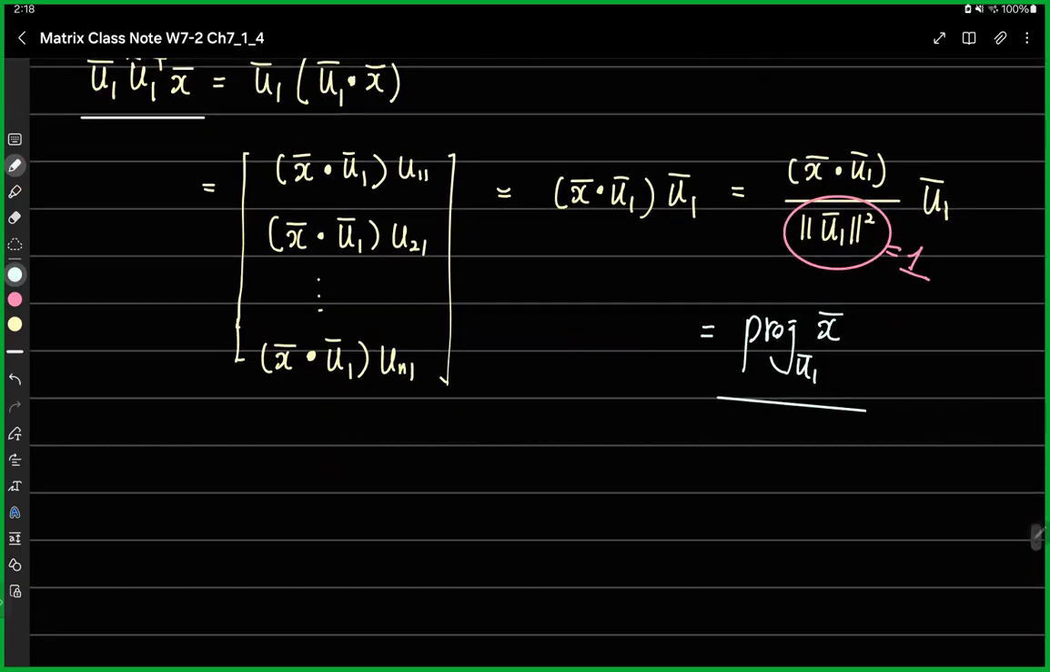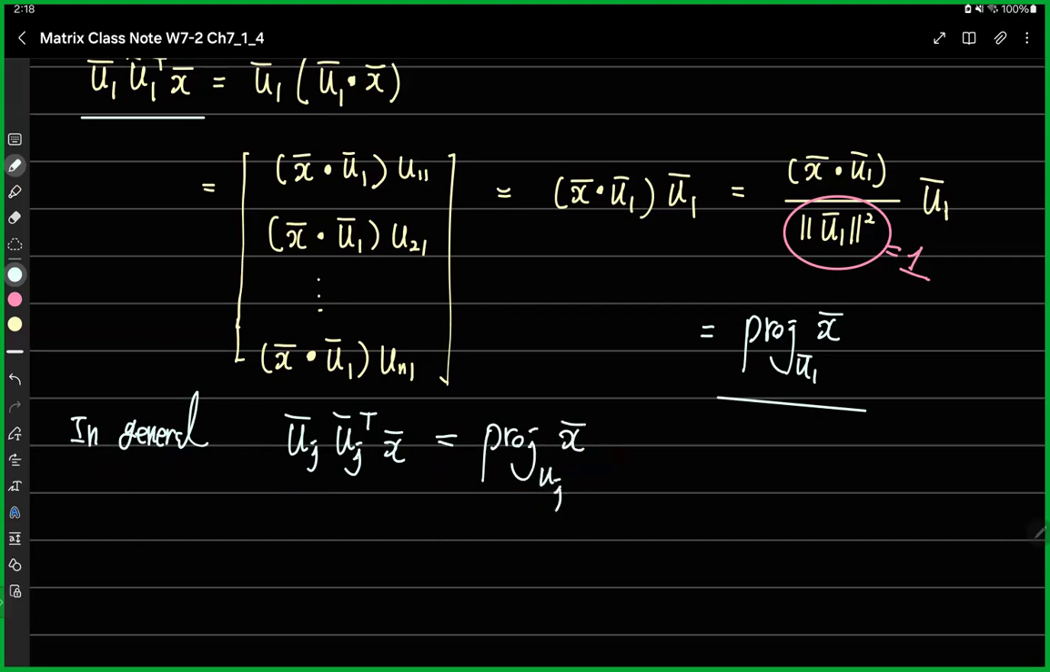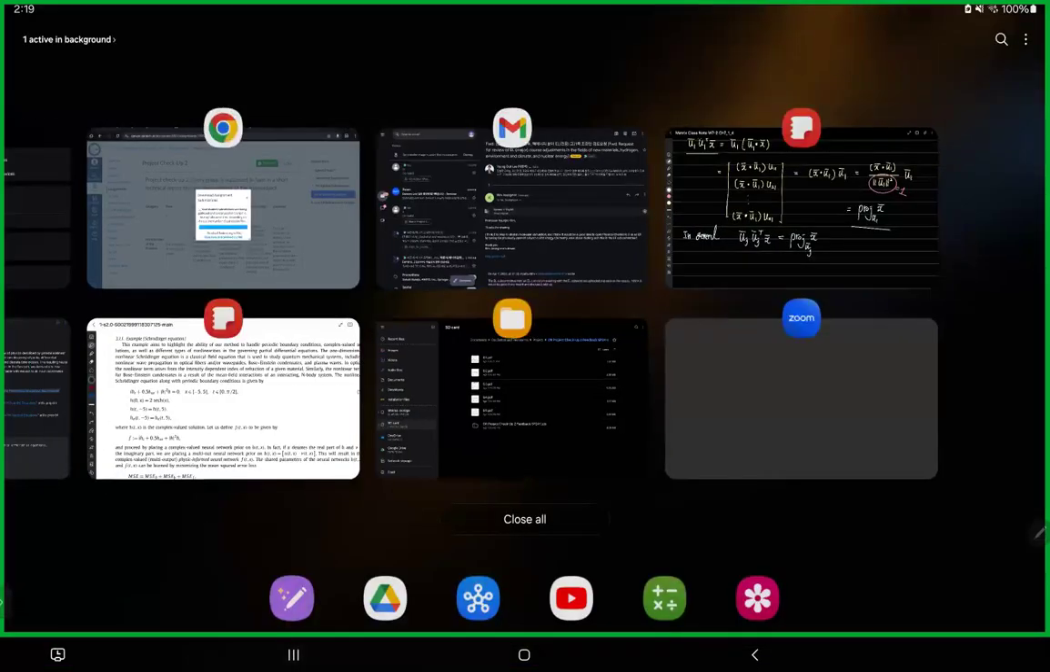In general, u_j transpose and x is what? The projection of x onto u_j. That's why that is called the projection matrix. Which means that we could express the projection in matrix form. Okay, so please see example 4 in the textbook.